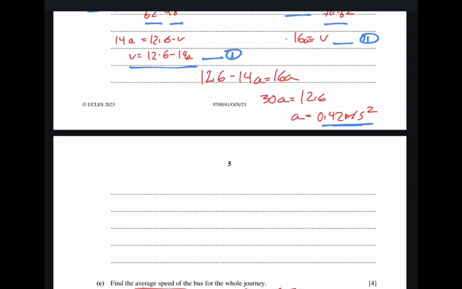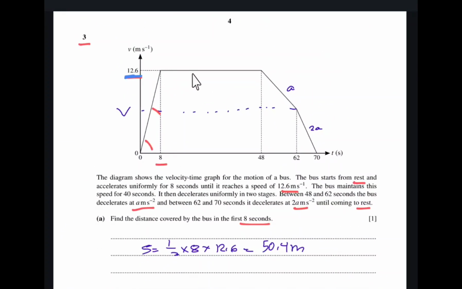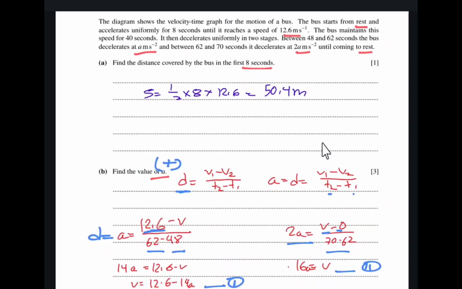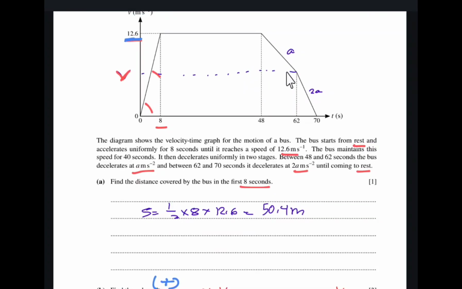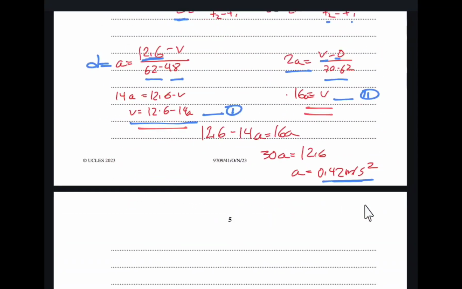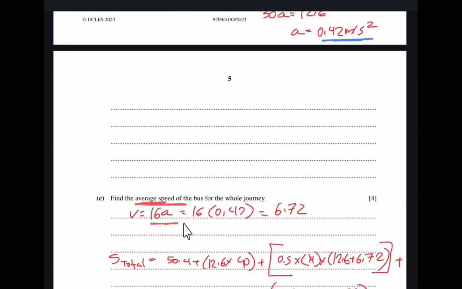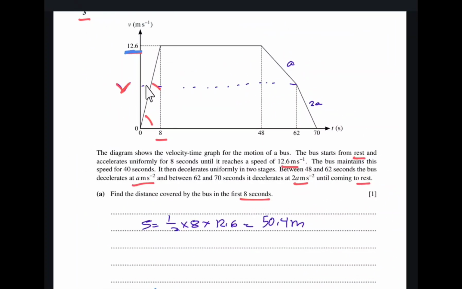We need to find the average speed for the bus for the whole journey. To find the average speed, we need to find the total distance traveled, then divide it by total time. To calculate the total distance, we don't know this value of v, but we know the expression and the value of a. So we put the value of a in any of these expressions to find the value of v, that is 6.72.